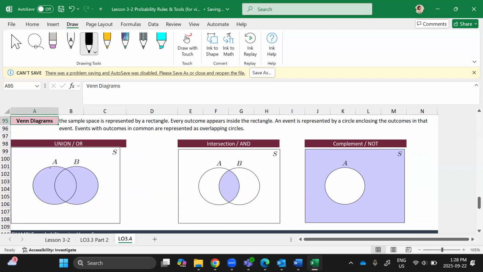So for example, this is circle A and circle B. If you say A or B, both could happen, that's inside both circles. A and B, them happening together, is where they intersect, the middle. This would be not A, everything outside of A in the Venn diagram context. So again, one circle represents A, one circle represents B. Where they overlap is where they have the and probability. That means where they occur together. And outside of the circle is everything that is not that event. That's the complement.